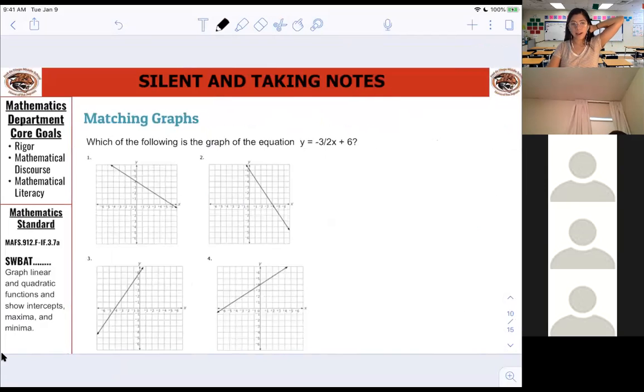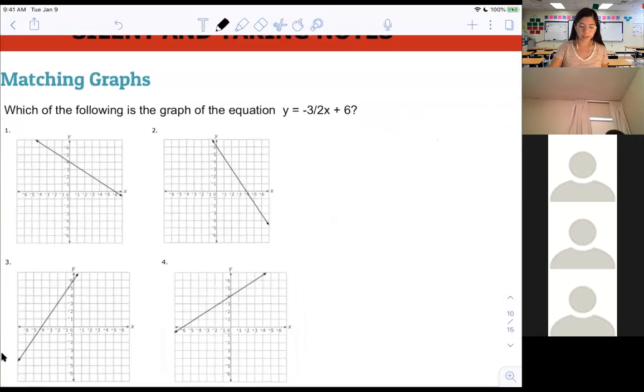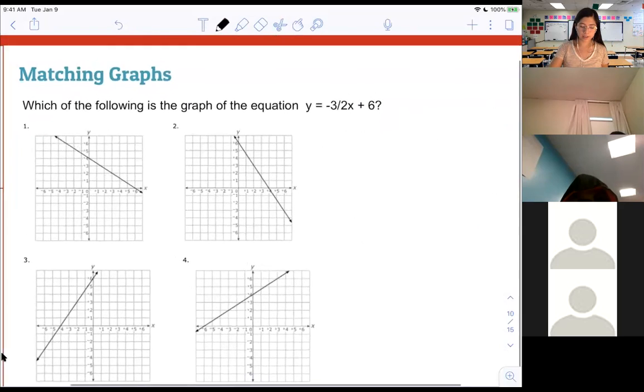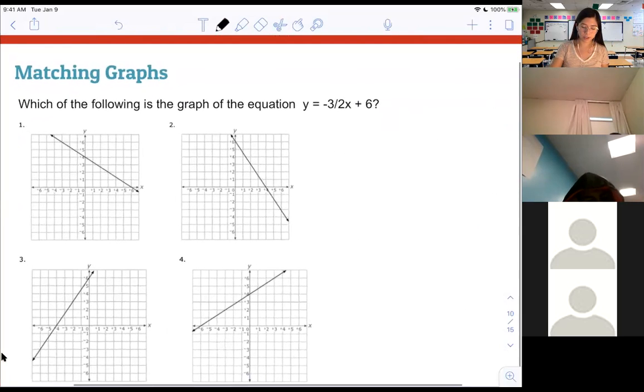So on a test, however, usually you're going to have two different types of questions. Either it asks you to write the equation, just like we've been doing, or it's going to give you an equation and you have to find the correct graph. So this is a very good example of what this would look like on a test. That's why I wanted to show you guys this question.